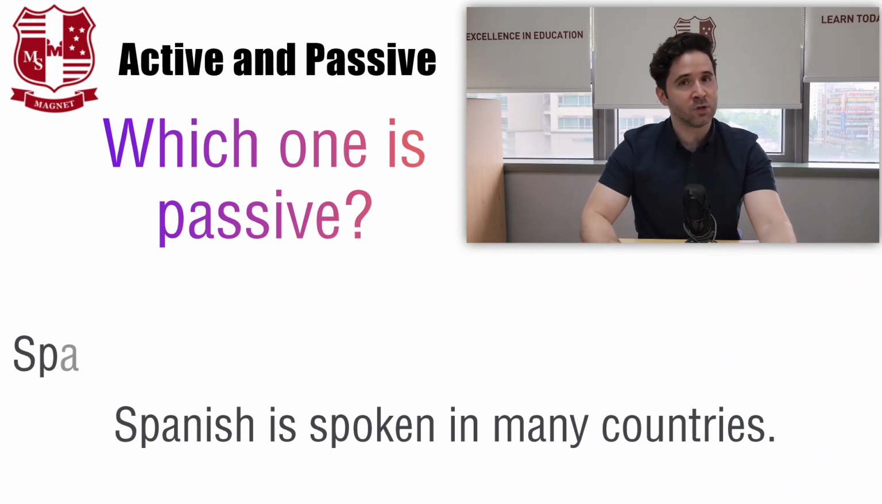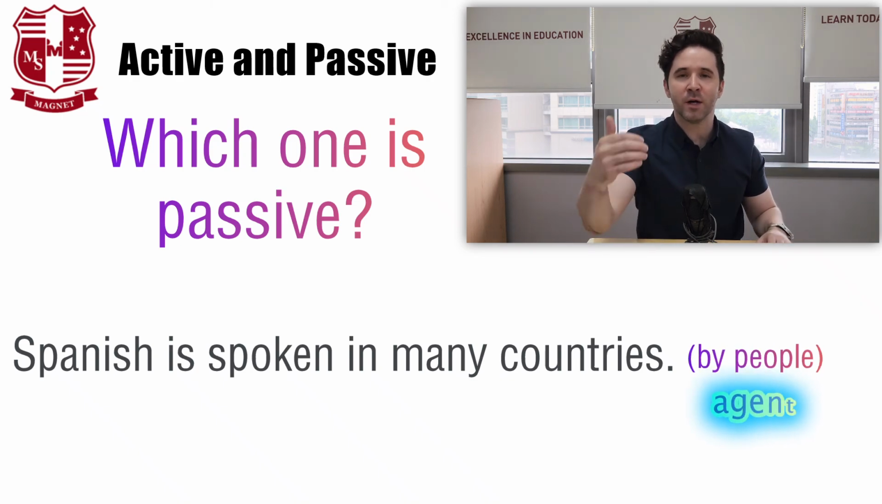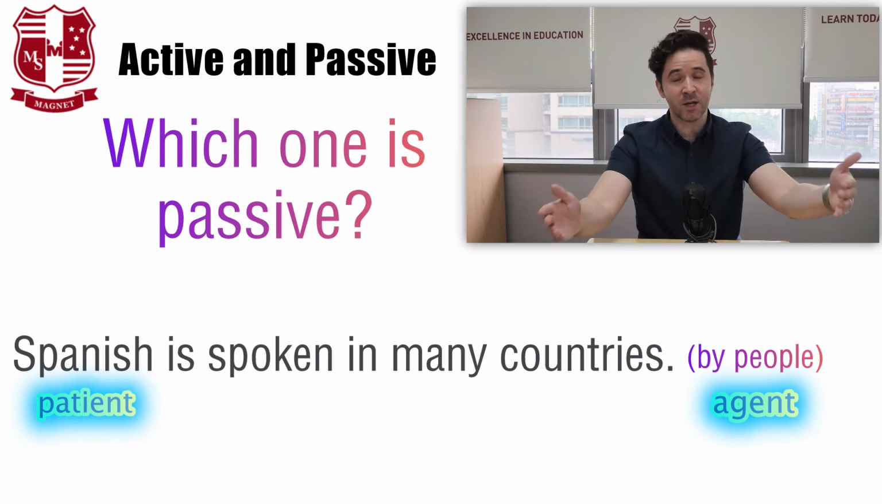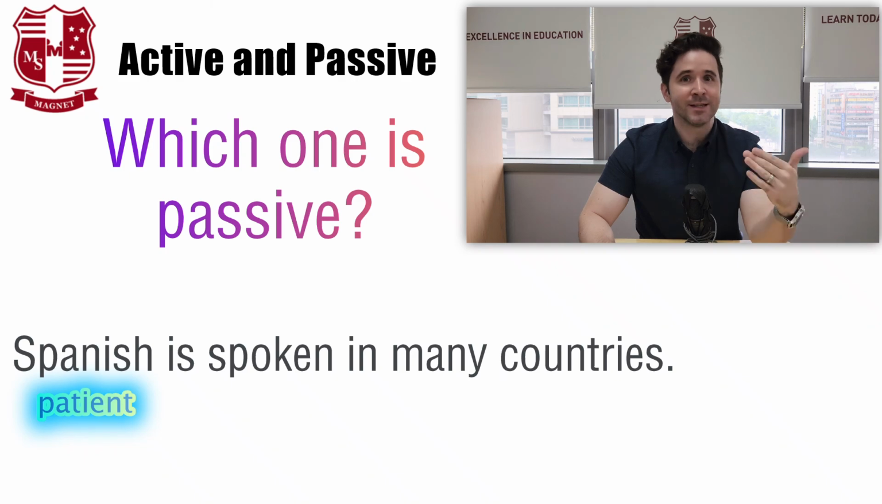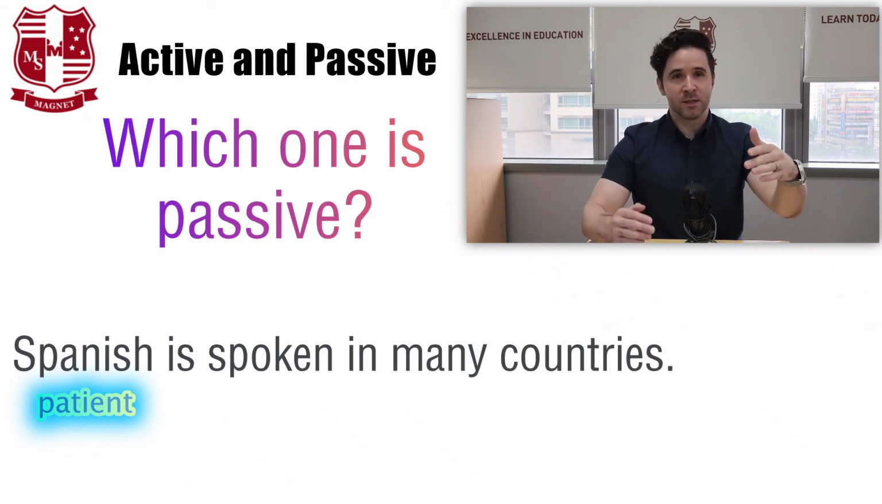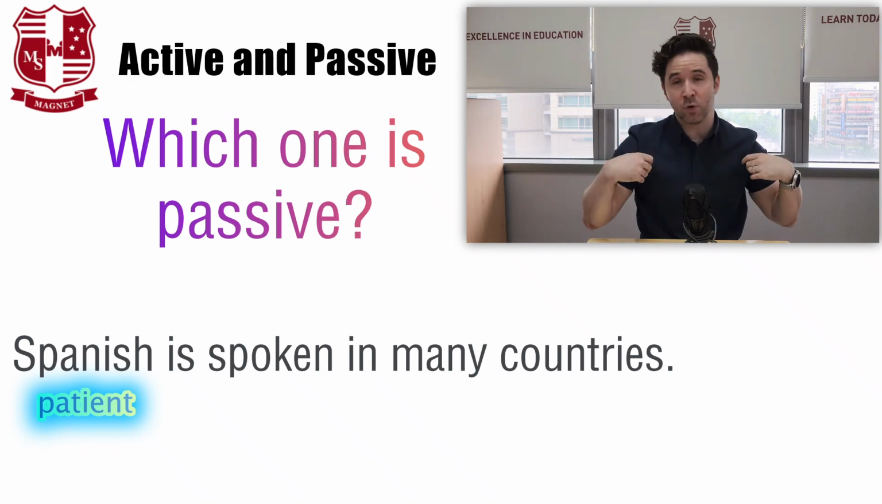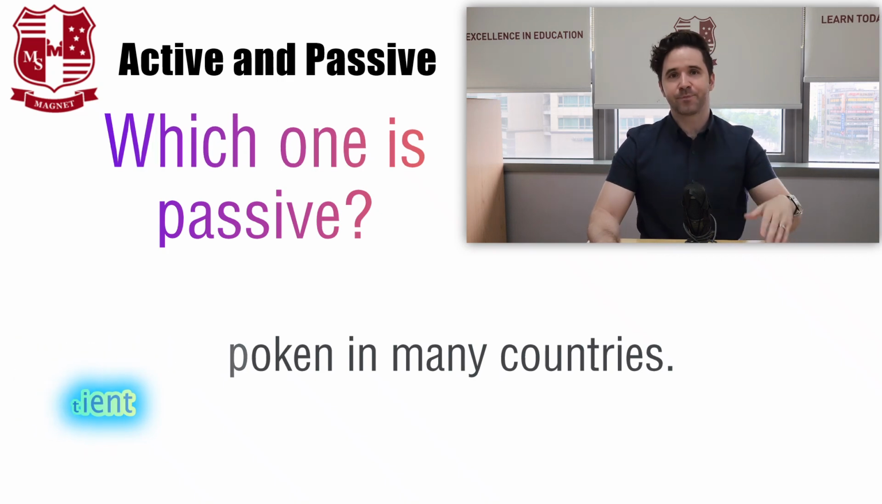This one is tricky. I took the agent out on purpose because Spanish is spoken by people. People are the ones speaking it. Spanish is not doing the speaking. Spanish is just the language, right? Here you can see is spoken. That is the verb. And look back at the noun. Is it the agent or the patient? This one has the patient. The speaking is being done to Spanish. Spanish is what is being spoken. So this is a passive voice sentence.